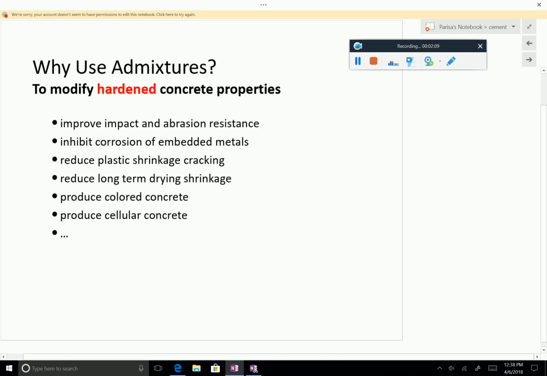And you may also want to influence the properties of hardened concrete, for example, to help corrosion resistance or abrasion resistance, which is damage due to loading, if you remember. Damage due to loading. You may want to reduce shrinkage cracking, or even just to add a color to concrete.